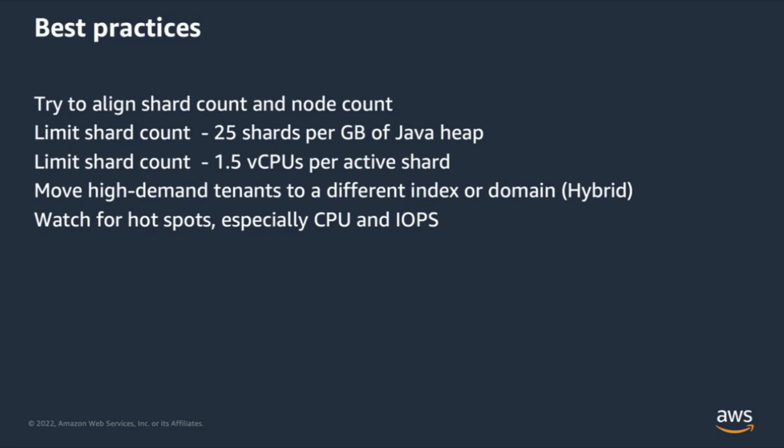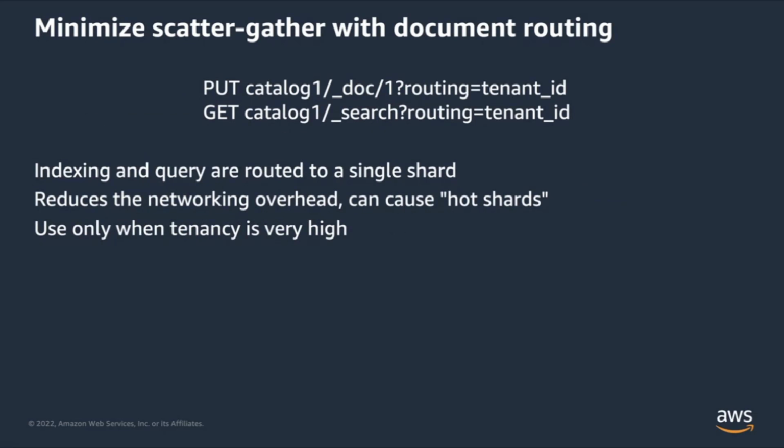You do want to watch for hotspots, especially around CPU and disk. If you're an EBS-backed instance, you want to take care that your IOPS consumed are not more than the IOPS that you have provisioned. This really is a point, again, to the first point, aligning shard count and node count. If you are unable to align your shard count and node count, you can get uneven usage across the resources in the cluster. And so you want to make sure that you watch out for hotspots. And we'll talk about an operational model that lets you move tenants around with some facility.